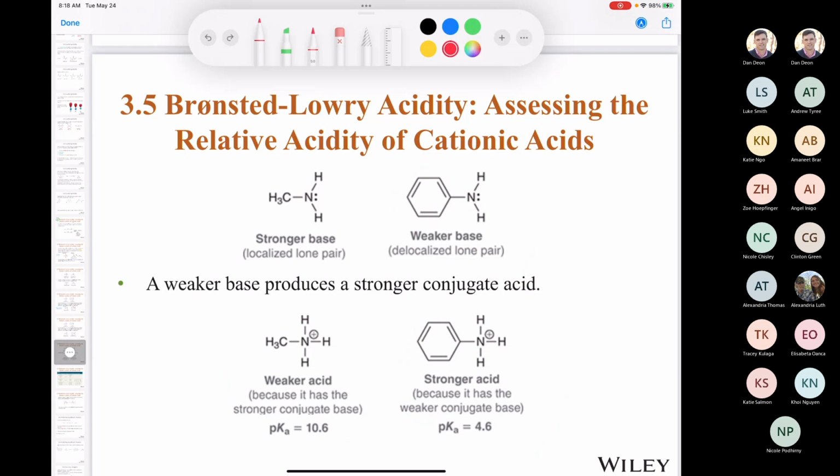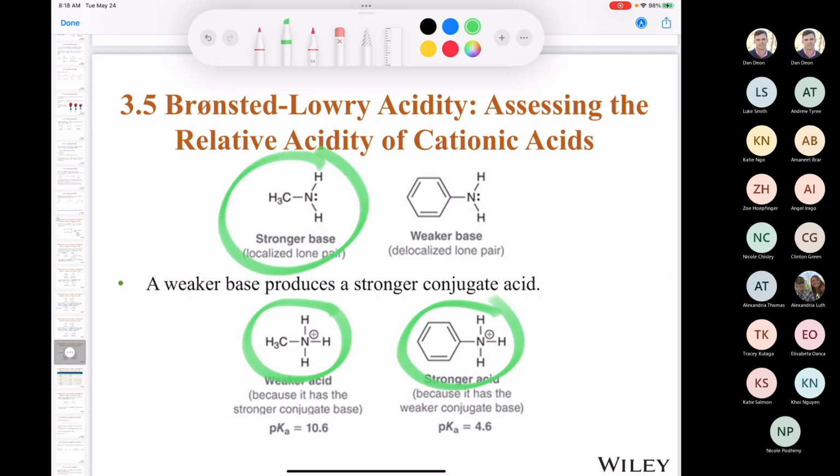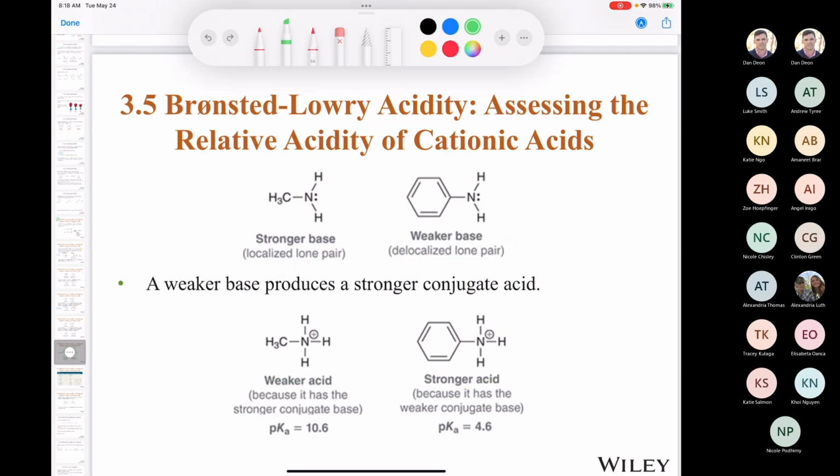So we've looked at two types of comparisons for cationic acids. One's where you have a positive charge on atoms of differing electronegativity, so we used electronegativity to solve the problem. And now we're looking at positive charges on two atoms that are the same. What we do now is look at the conjugate bases and compare the lone pairs on the nitrogen and say, well, which pair is less available? The pair that's less available is going to result in a weaker base, and therefore it's going to result in a stronger conjugate acid, and that's exactly what we see here.